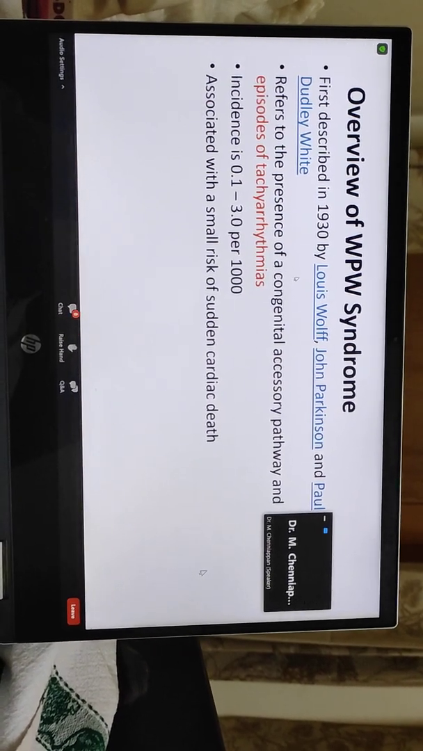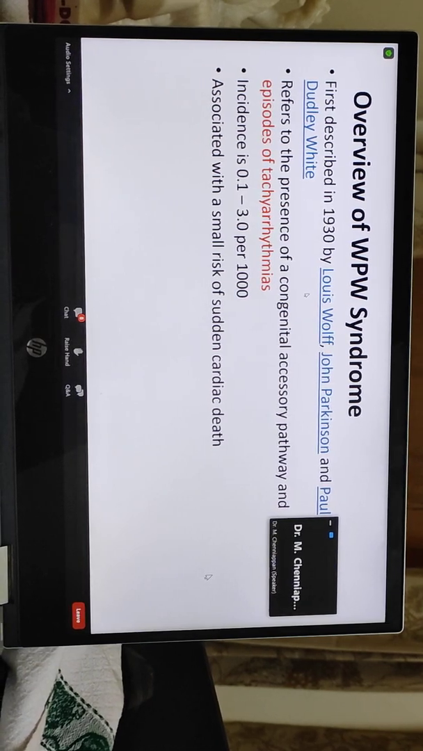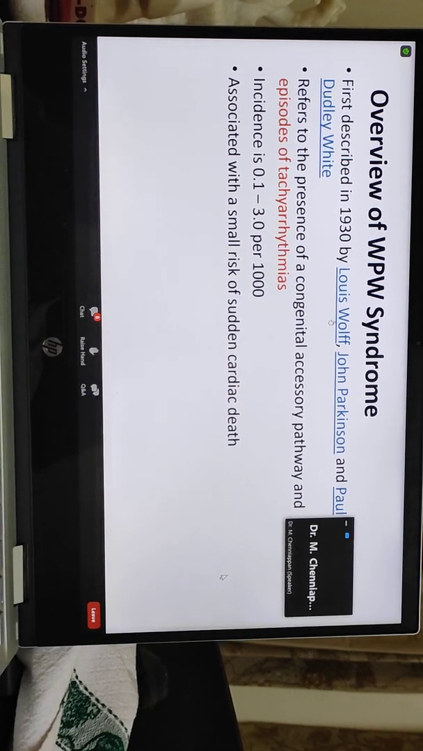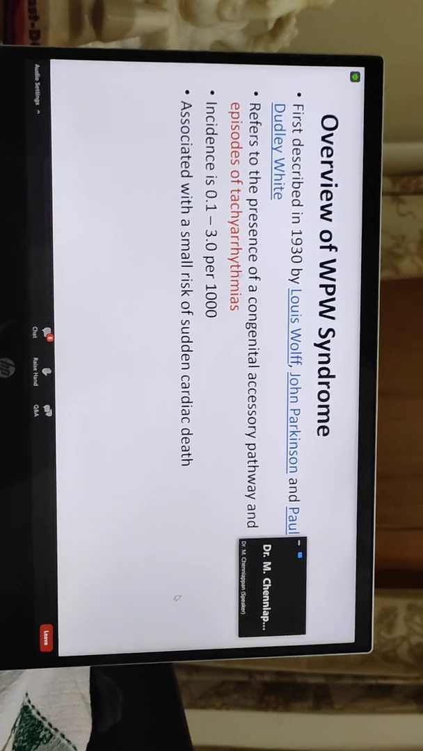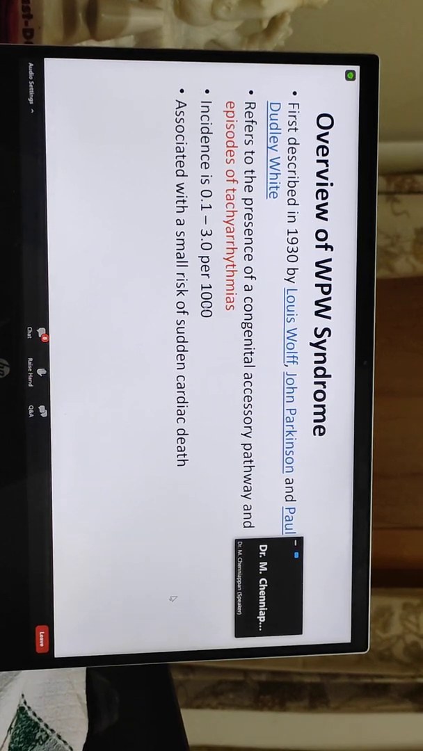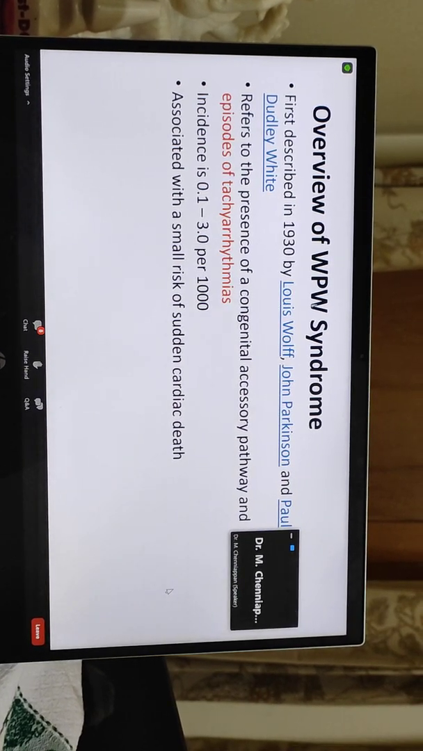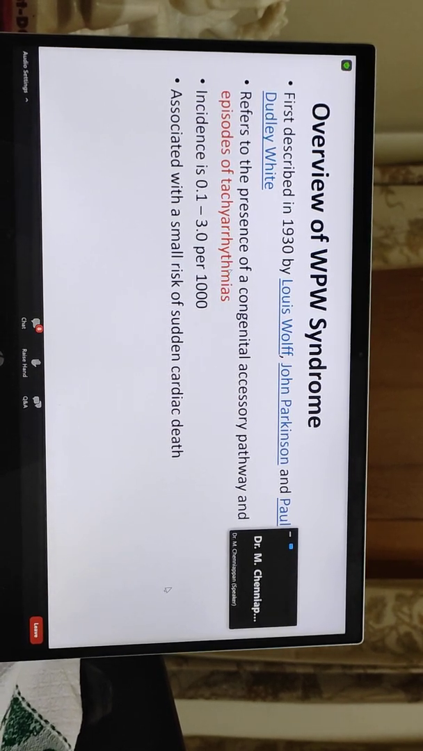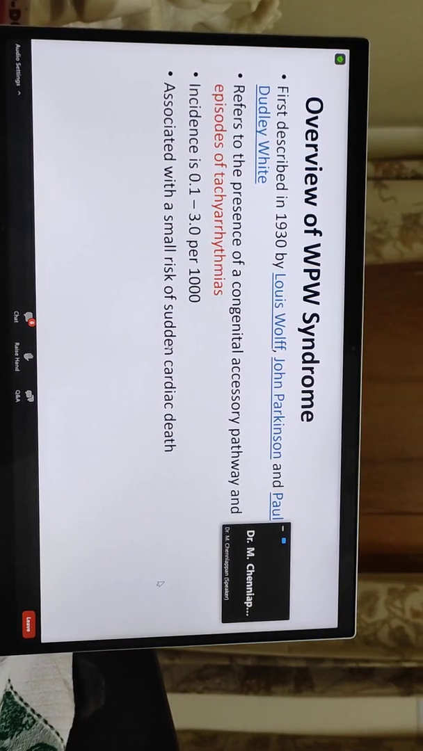Wolff-Parkinson-White syndrome was described in 1930 by three important scientists: Louis Wolff, John Parkinson and Paul Dudley White. These three people described this syndrome as the cause of episodes of tachyarrhythmias, episodes of tachycardia. The incidence is anywhere between 0.1 to 3 per 1,000 people, and the most important practical implication of knowing about WPW syndrome is not only for the episodes of tachycardia and the treatment of tachycardia, some people may have a risk of sudden cardiac death, especially as it may run in families.